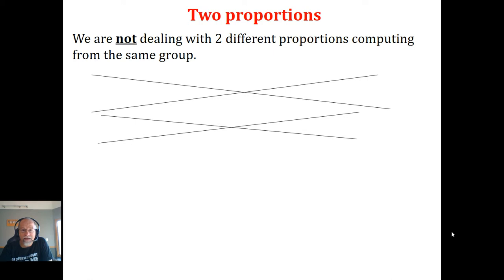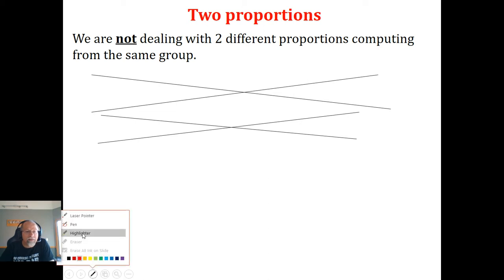The slide says we are not, underlined not, dealing with two different proportions computed from the same group. The keyword here is same group. Matter of fact, I'm going to get myself a highlighter here so I can do a little highlight work. I'll highlight "from the same group" right there. Pretty sloppy, right? Sorry.